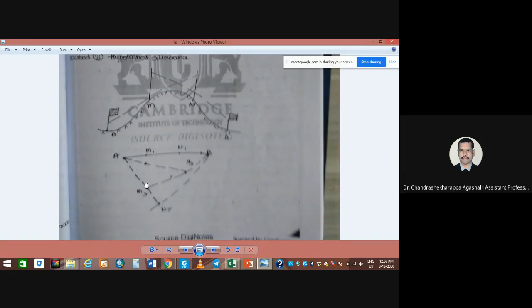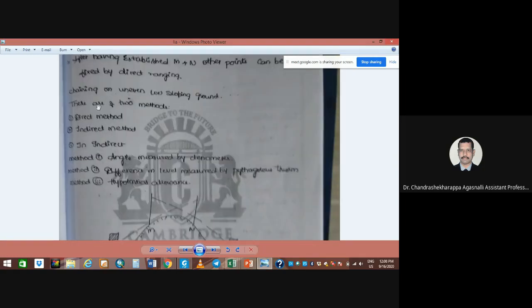You can fix the first point here and measure, establish here, and again you can establish another point N. Then from N to the B point you can establish easily. This is how you range between A and B. M1 and M2 are the intermediate points. These are the indirect methods, or hypothetically you can do chaining, or even the line sloping rounds.